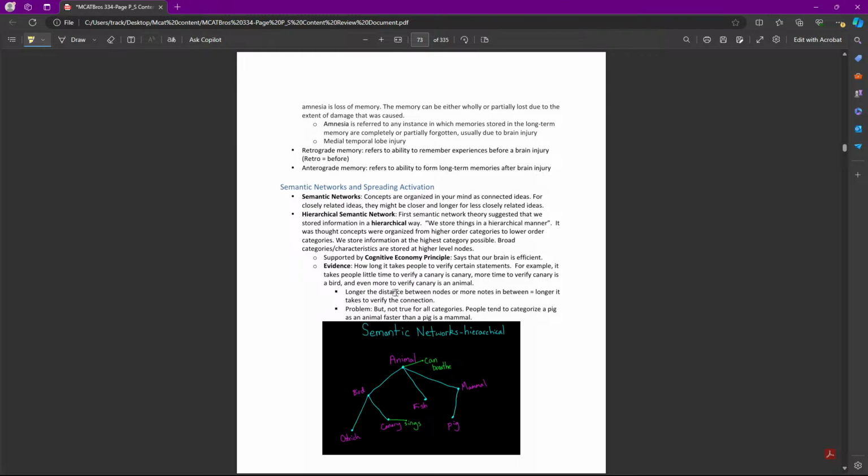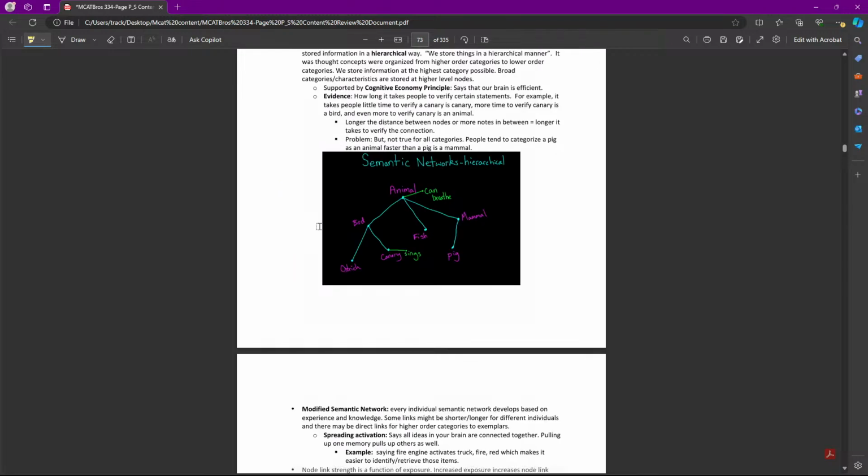Retrograde amnesia refers to the inability to remember experiences before the brain injury. Anterograde refers to the inability to form long-term memories after the brain injury. Okay.